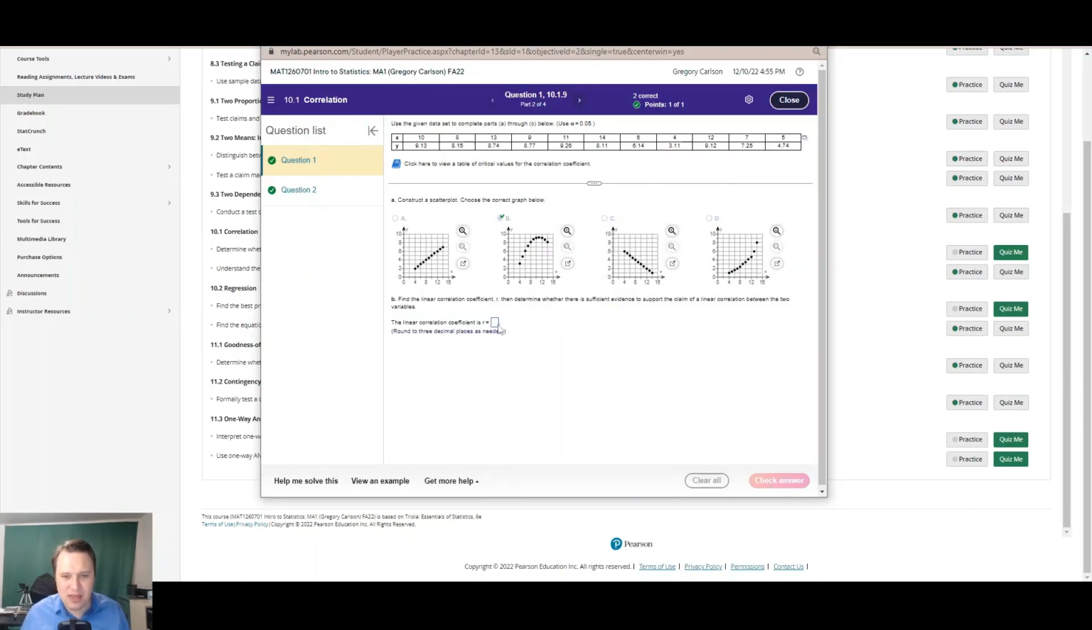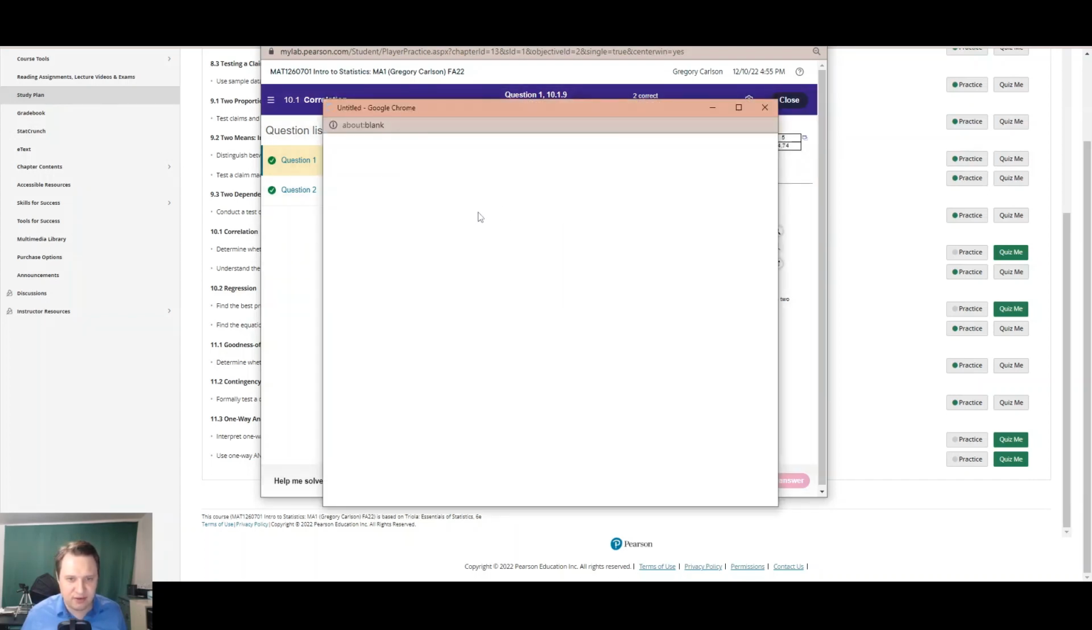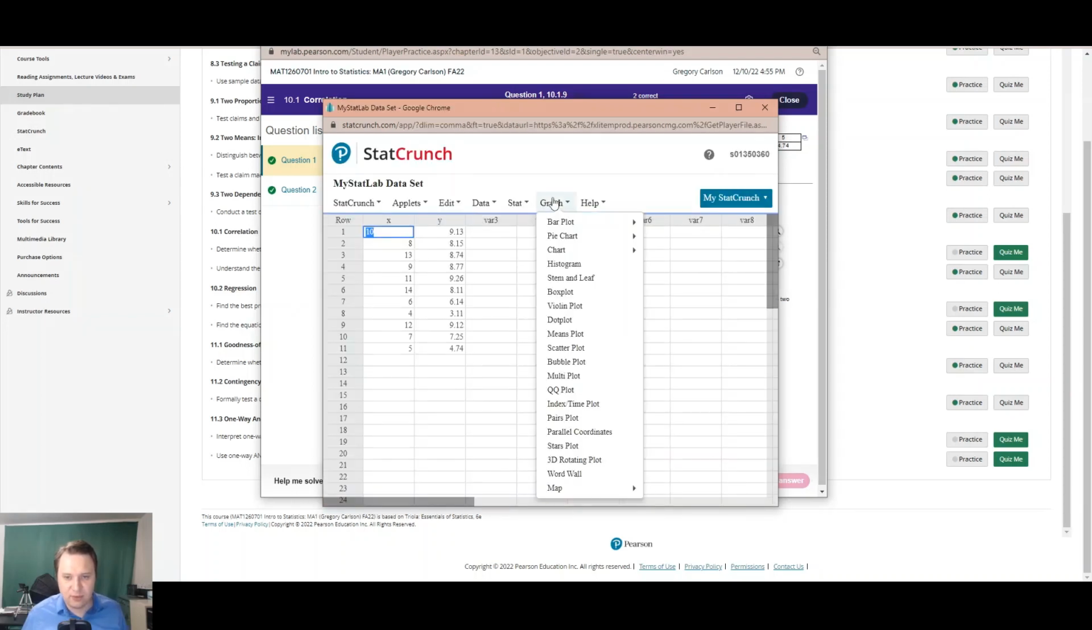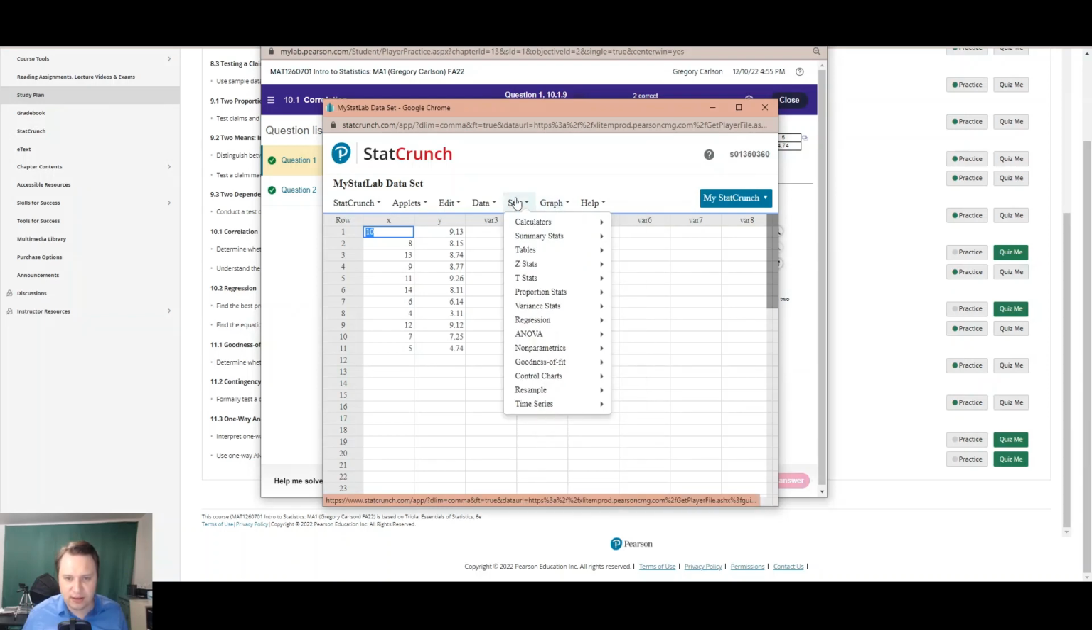Okay, so now it asks us to find the linear correlation coefficient. So once again, I'm going to click the tiny button to open our data in StatCrunch. And this time, so we did the scatter plot with graph, but the correlation is actually under stat. So you go to stat, and it's under regression. And so it's going to be stat, regression, and then just simple linear. And that's the only test we're going to do.